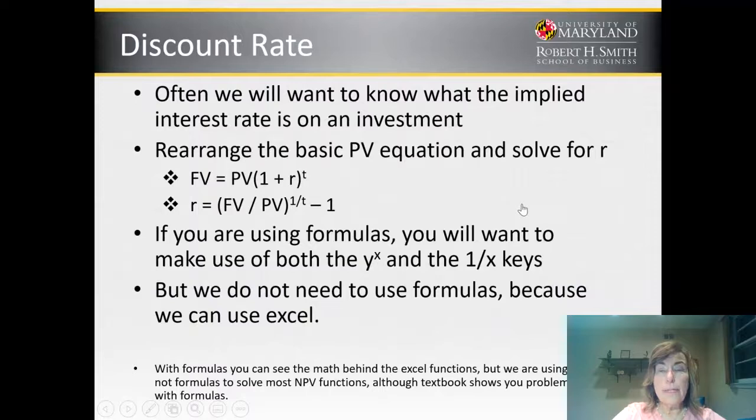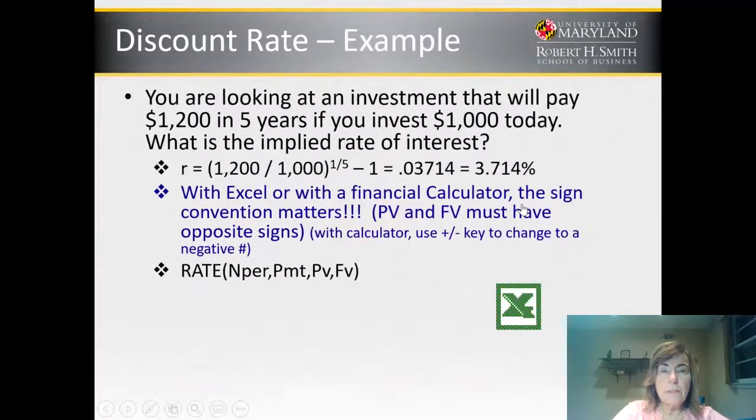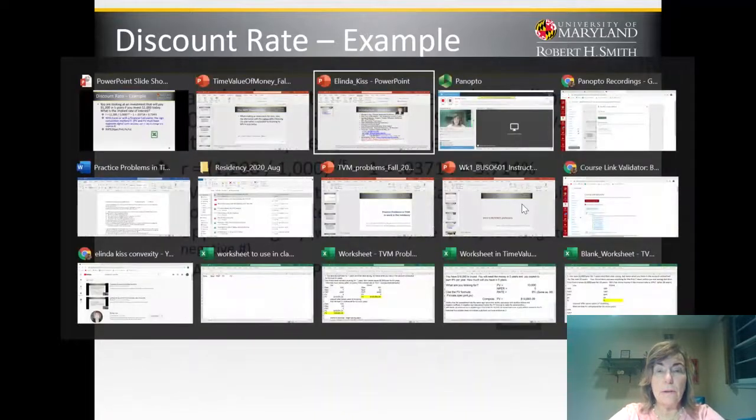So sometimes if we know a present value and a future value, we want to see what is the implied return. So we can rearrange, and if we take the future value divided by the present value and take the t-th root of that and subtract 1, we can find it. But it's so much easier to do in Excel. I just want to show you the math behind it. So now let's look very briefly here. If you have an investment that's going to pay you $1,200 in 5 years and you invest $1,000 today, we can work it out and we'll see it's 3.714%.